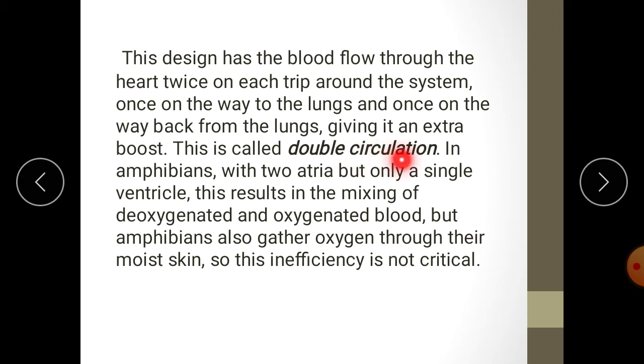This is called double circulation. In amphibians with two atria but only a single ventricle, this results in the mixing of deoxygenated and oxygenated blood. But amphibians also gather oxygen through their moist skin, so this inefficiency is not critical. Why? Because though the deoxygenated blood gets mixed with oxygenated blood, it is not completely deoxygenated. It also has oxygen from the skin. Therefore, this inefficiency is not a critical matter.